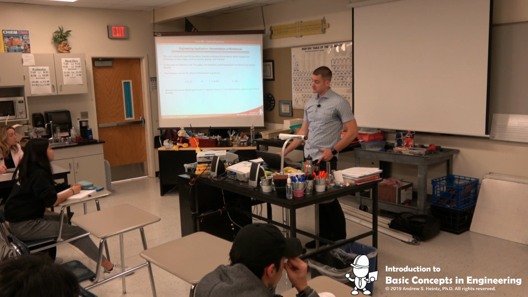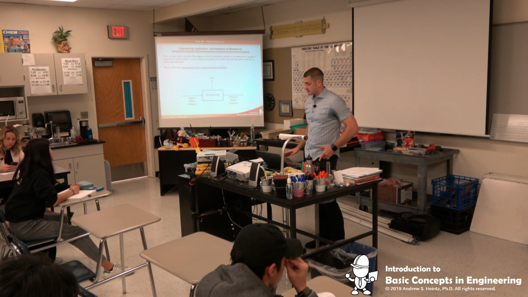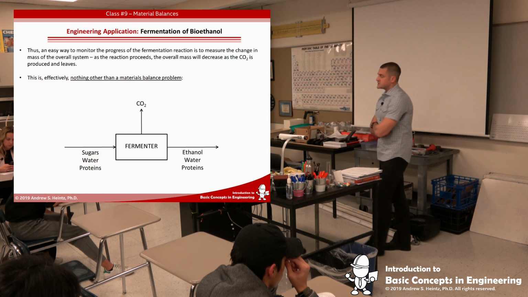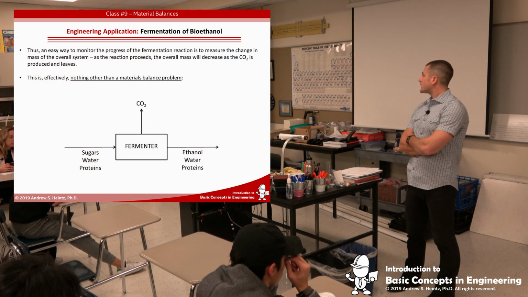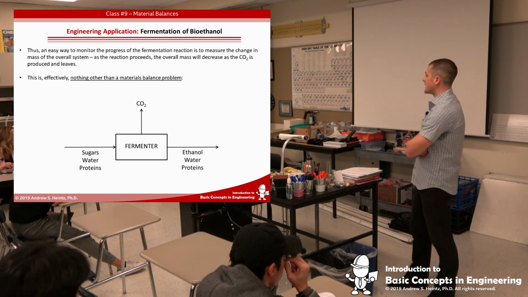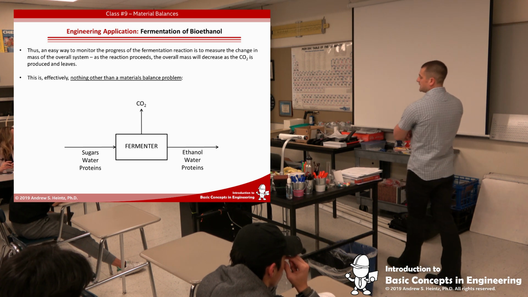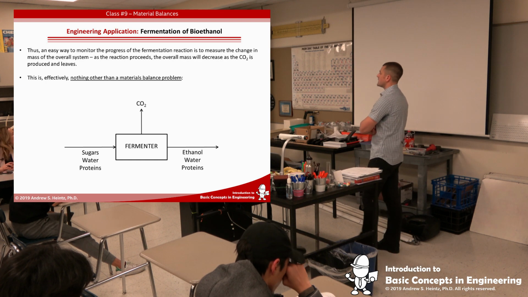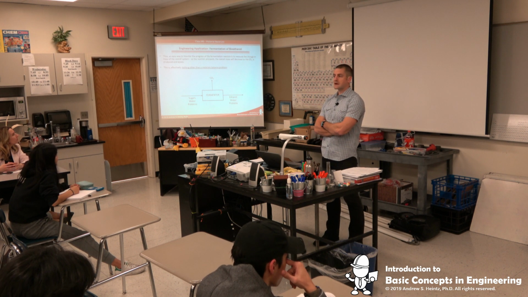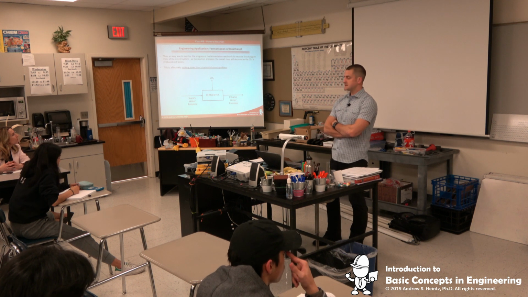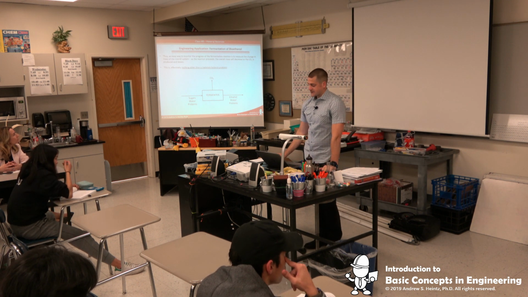In fact, a lot of chemical engineers are employed at these type of companies. All right, so if we just break it down to what we've been looking at, what goes into our fermenter is sugar, water, and protein. And what comes out is ethanol, water, and proteins. And this is effectively nothing other than a materials balance problem. Okay, that's a very practical example. We could go into distillation of crude, and actually we will in a bit.